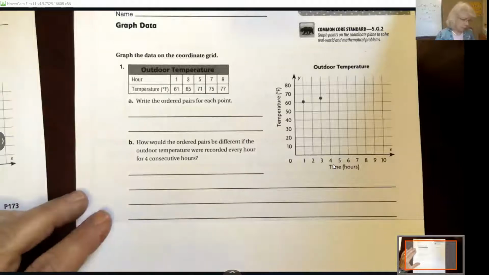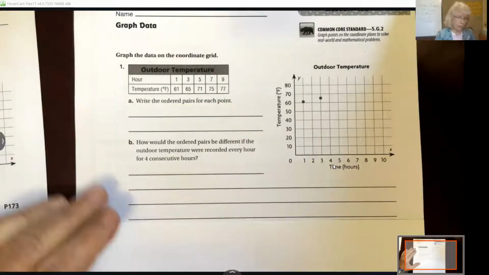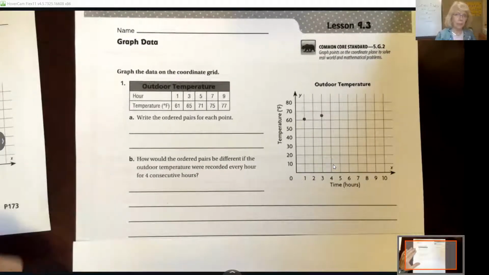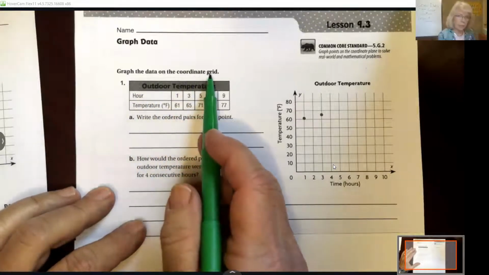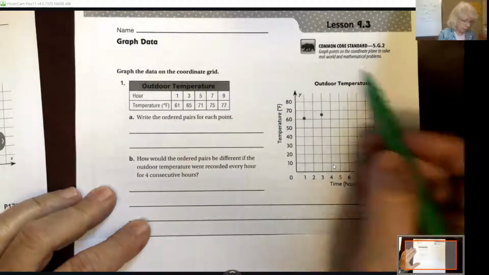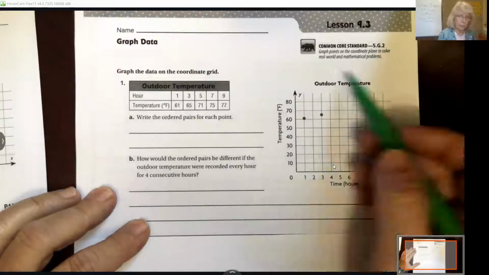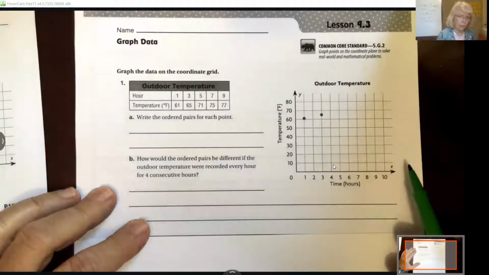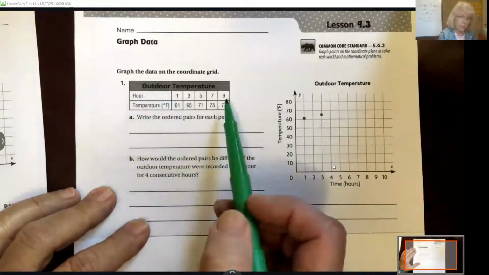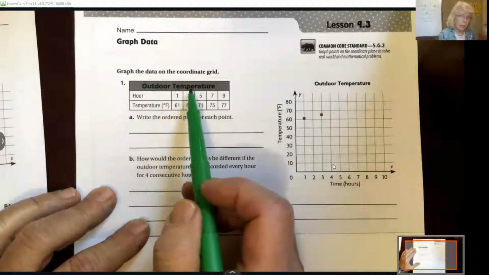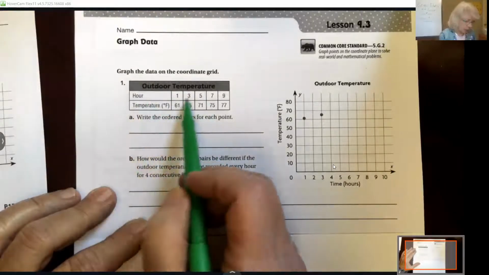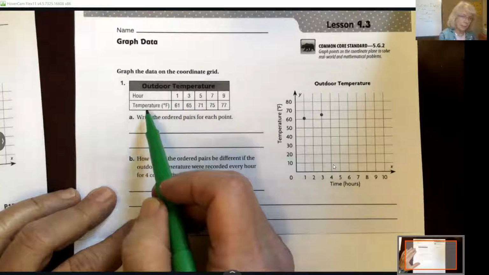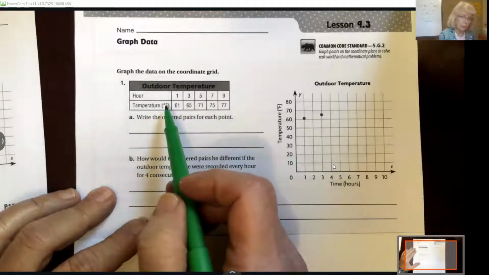So here we go. This is, again, lesson 9.3, and it tells us to graph the data on the coordinate grid. To refresh your memory, this over here is our coordinate grid, and it gives us a chart of data. It's a chart about outdoor temperature. The first line is telling us the hour, the second line is telling us the temperature in degrees Fahrenheit.